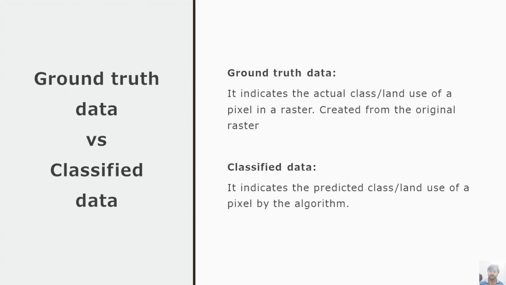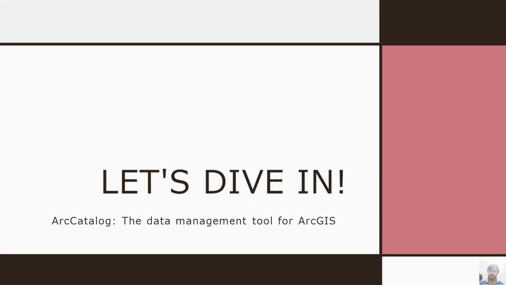Let's learn about the difference between ground truth data and classified data. Ground truth data indicates the actual class or land use of a pixel in a raster. It is created from the original raster data. On the other hand, classified data indicates the predicted class or land use of a pixel by the algorithm. So, let's dive inside ArcMap to do accuracy assessment practically.